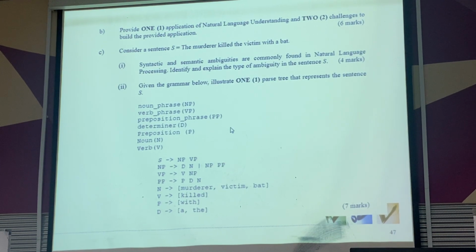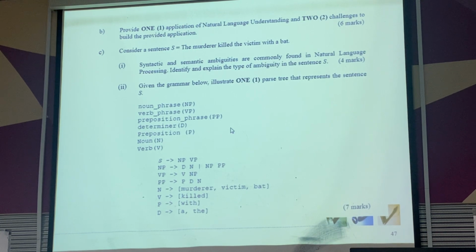Okay, so do we have a semantic ambiguity here? Semantic. Bat, very good. So bat can be the animal, right? And the other one is the bat made of wood, right? So there are 2 meanings.